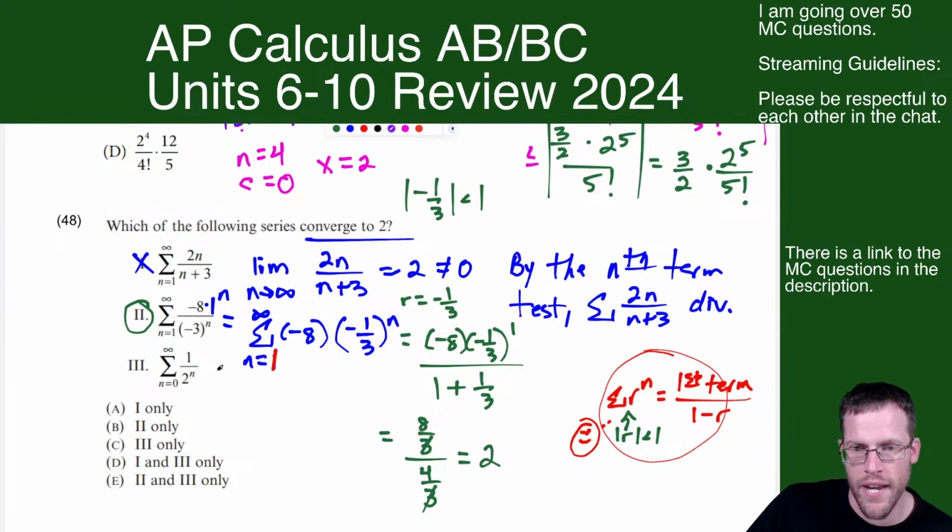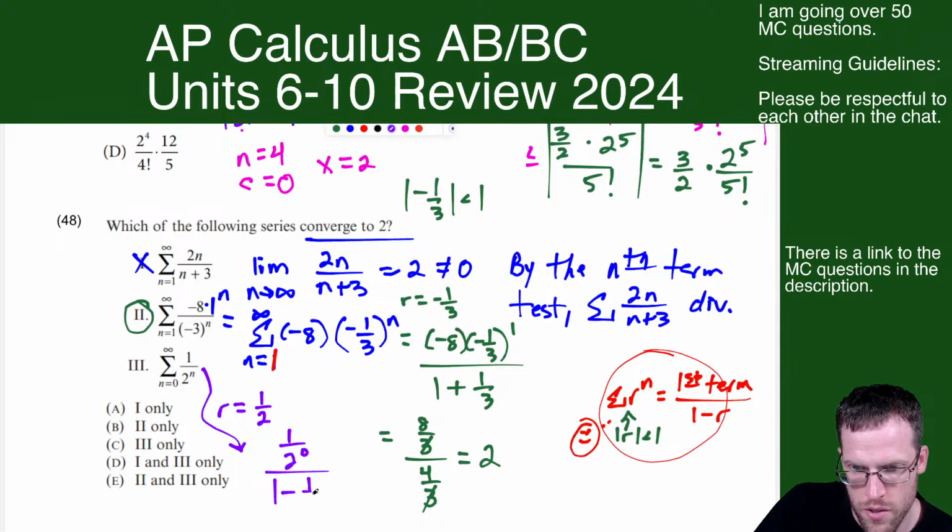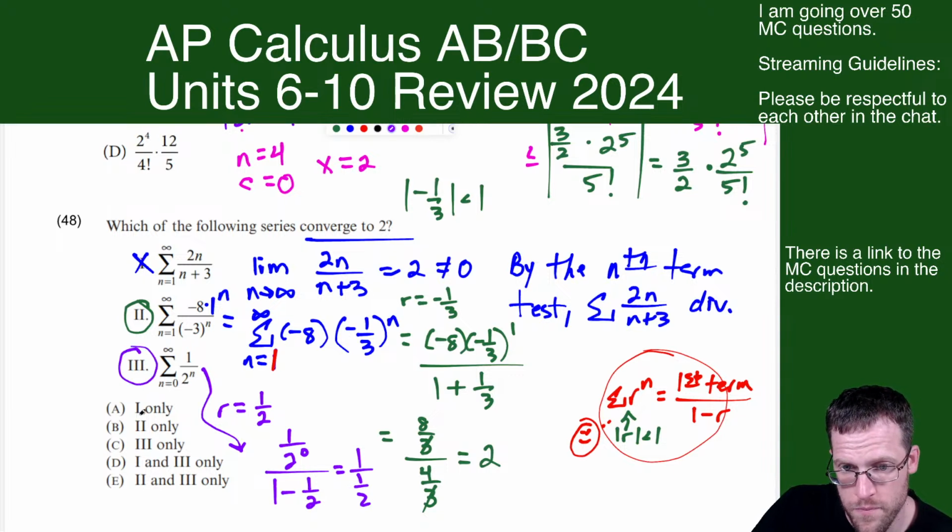All right, then 4 and 8, geometric again, r equals a half. The absolute value of a half is less than 1. So this one has a first term, which gives me n to the 0, so 1 over 2 to the 0. That's my first term, over 1 minus r, which is a half. And 1 divided by 1 minus a half is 1 divided by a half, which gives me 2. So 2 and 3 only.